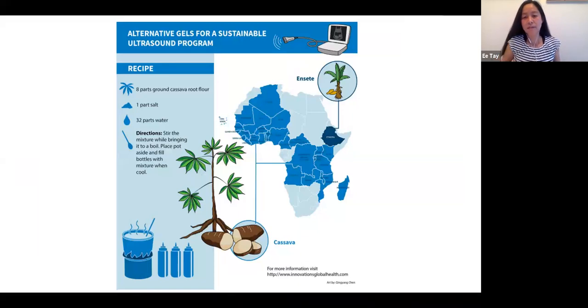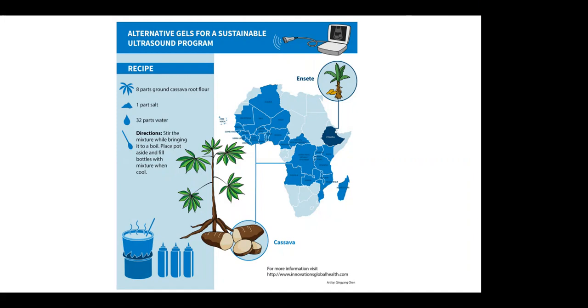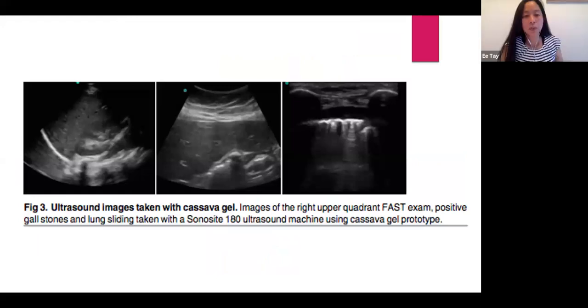I thought this was really interesting. It's almost a recipe on how you can make ultrasound gel alternatives. 8 parts of cassava root flour, 1 part of salt as a stabilizer, and then 32 parts of water. You basically stir it all together, you boil it, and then you fill your bottles when it's cooled. And this is the image that comes out of the cassava gel. It actually looks pretty similar to what you would have using the other gels.